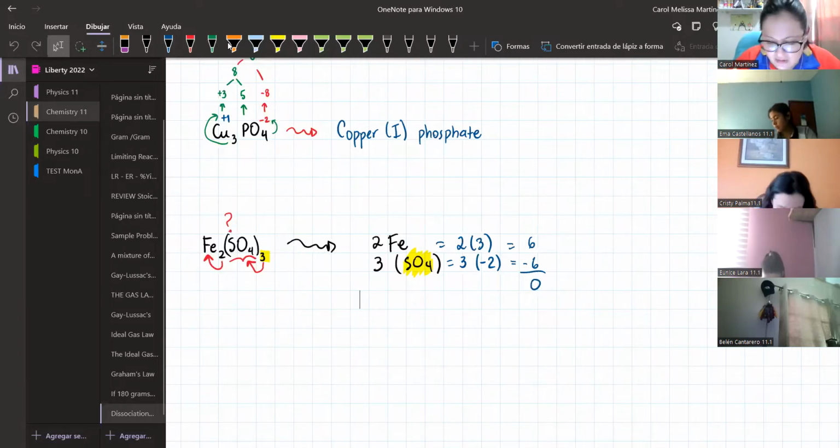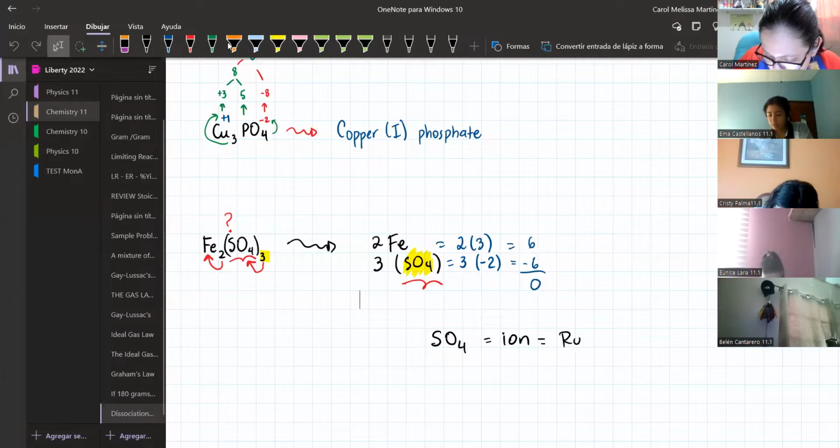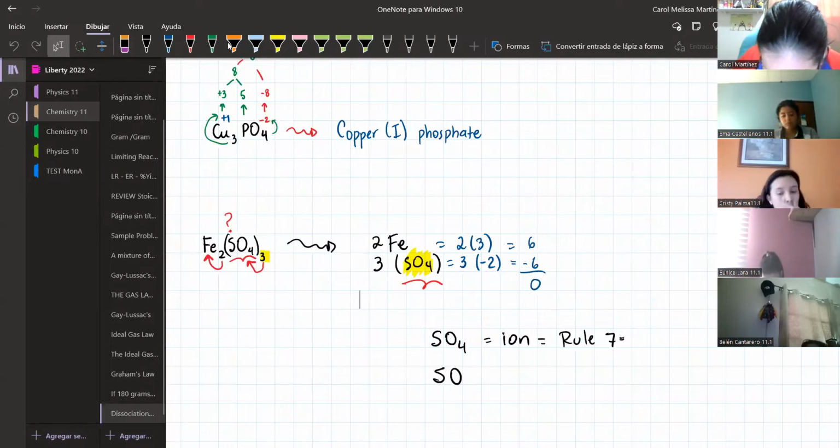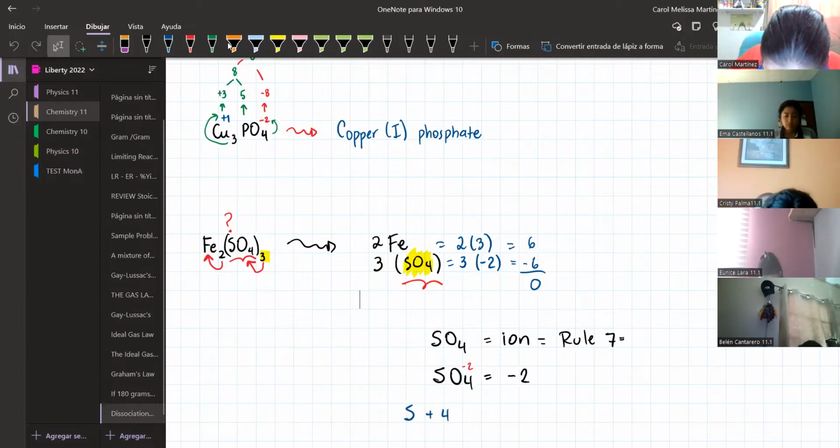So I'm going to take my sulfate ion and I will say, okay, sulfate, it is an ion. Therefore, I will use rule number 7. Rule number 7 says that when it's an ion, you will equalize to the charge, okay? So SO4 is going to be equal to -2. Okay, you know the rule of oxygen, okay? So you say sulfur plus 4 oxygen equals -2.